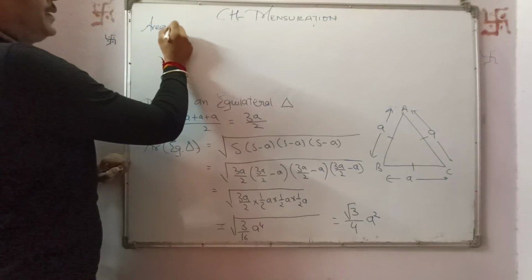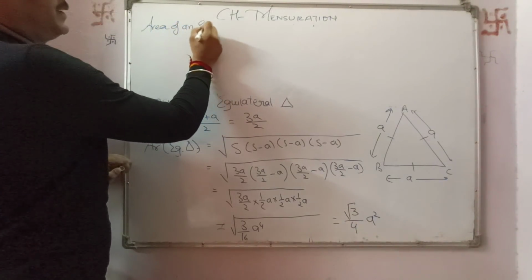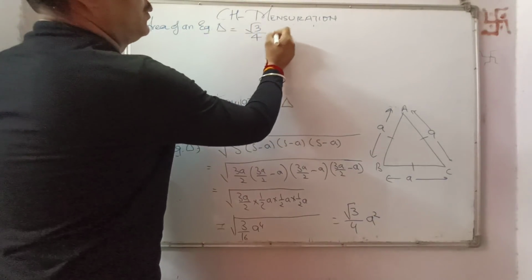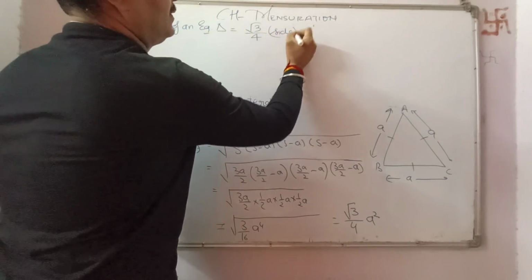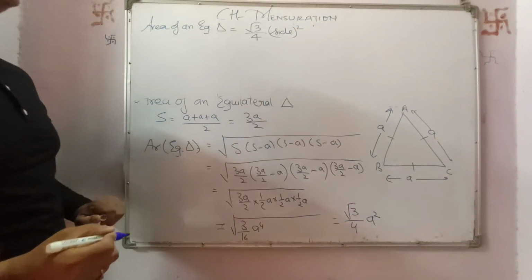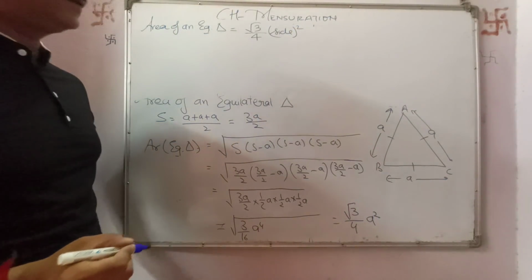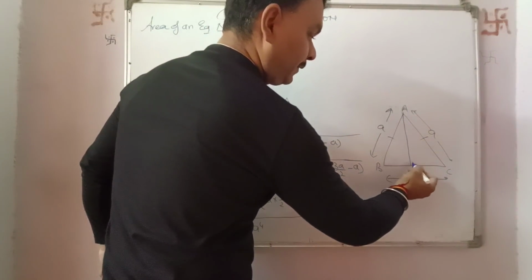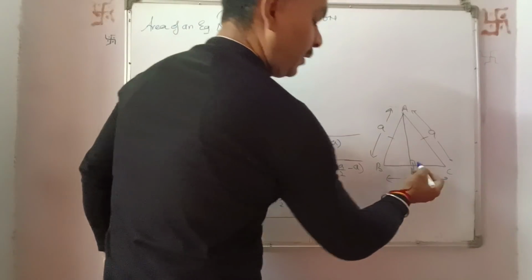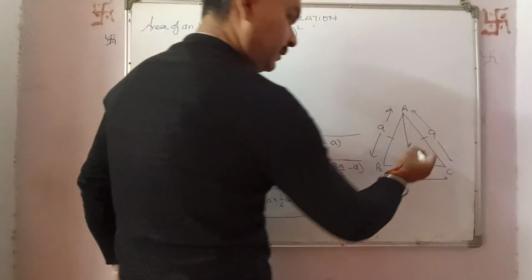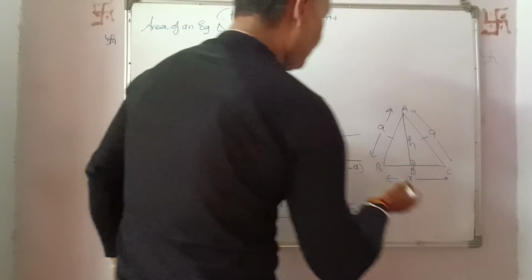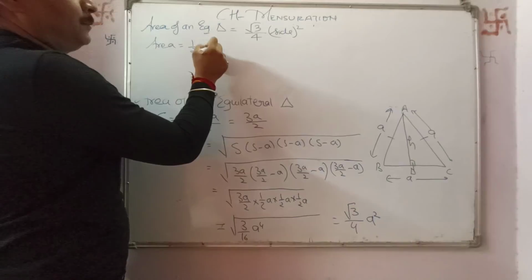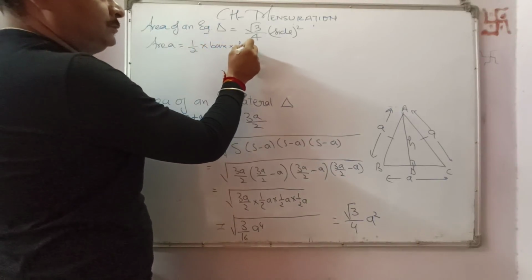So the area of an equilateral triangle can be written as root 3 by 4 side square. This is a very important formula you people might be using in class 10th also. Now, if we need to find out the height of an equilateral triangle, say I dropped a perpendicular from one of the vertices, so this is the height and this will be the base. Again, using the formula, area is equal to half base into height.